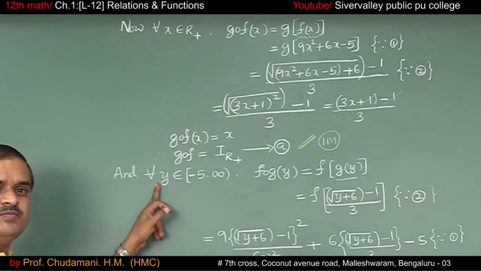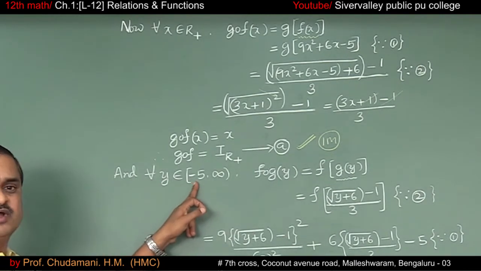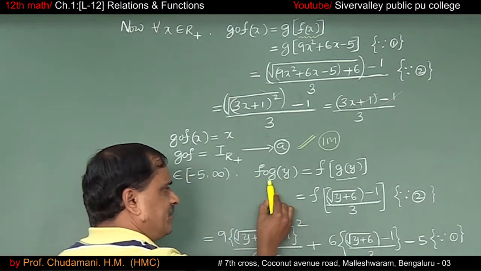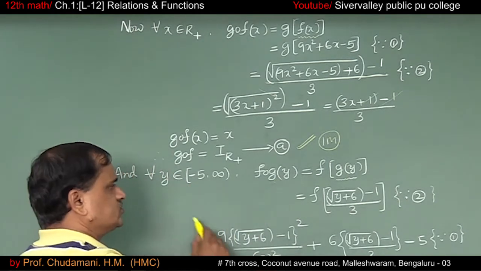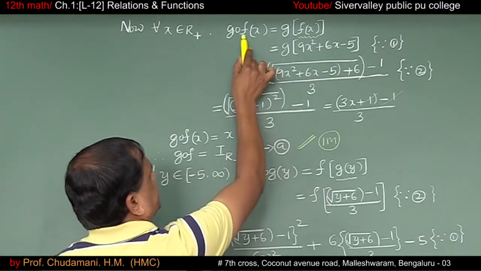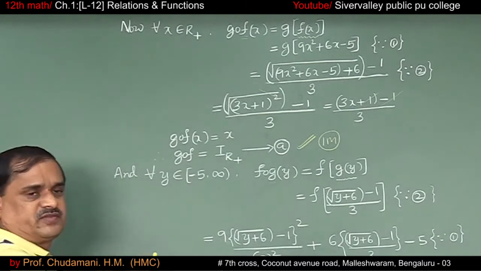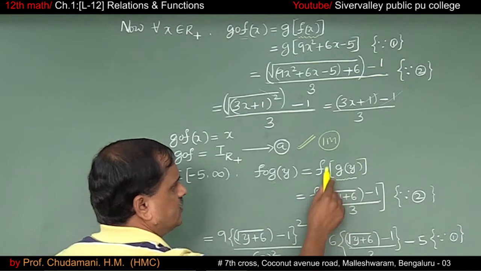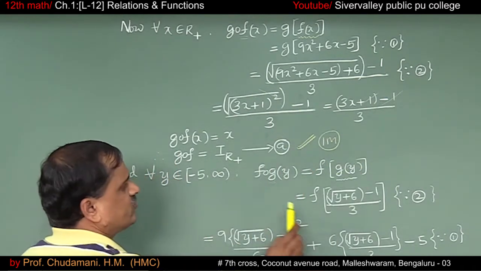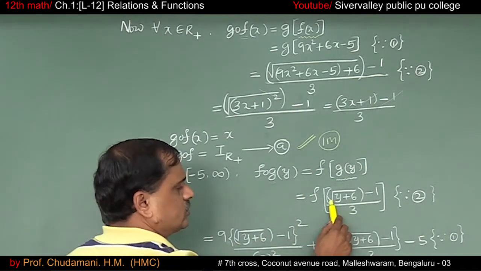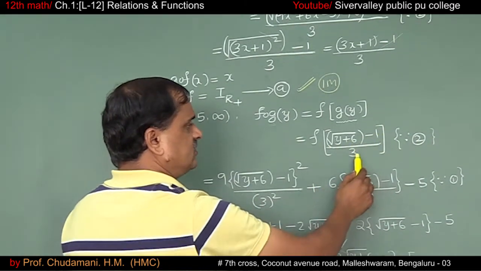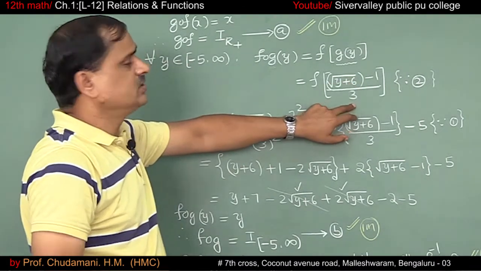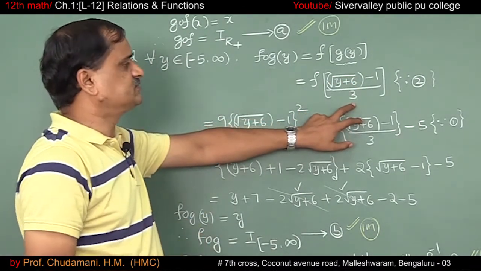And for all y belongs to the range, minus 5 comma infinity. So fog of y, we operate g first, so y you should take. Then we operate f, so you take x. Okay. So fog of y equals f of g of y. Look at g of y. g of y is, from equation 2, root of y plus 6 minus 1 divided by 3. This is just like x in f of x. What is f of x? 9x square plus 6x minus 5.